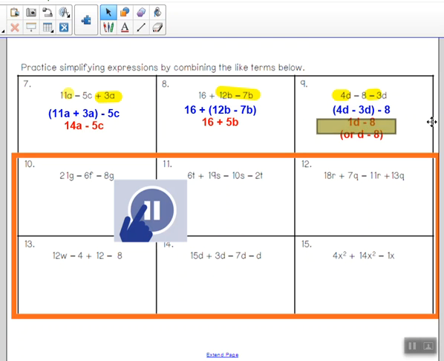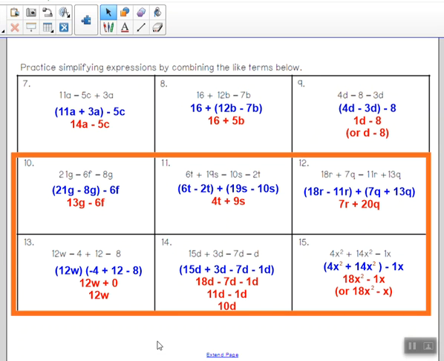So when I group those together, I get 1d minus 8, or again, if your coefficient is 1, you can just say d minus 8, okay? Because 1 times d is the same as the value of d. All right. Now I want you to try 10 through 15 on your own, and pause it and come back when you're done.